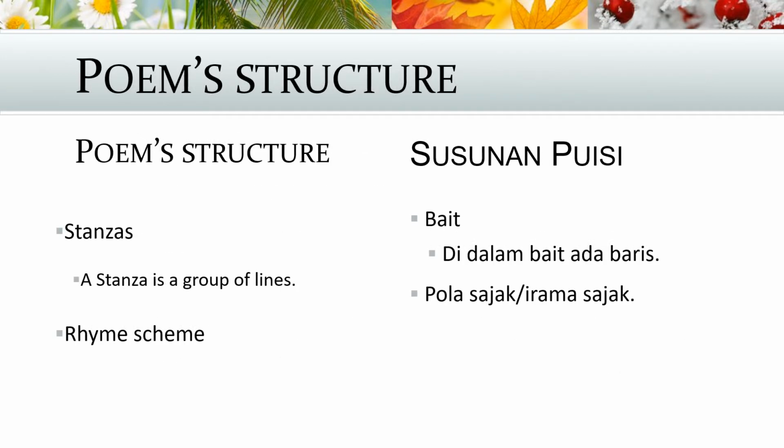Poem structure. A poem is made up of two parts. The first one is stanzas. What is a stanza? A stanza is a group of lines. And the second one is rhyme scheme.